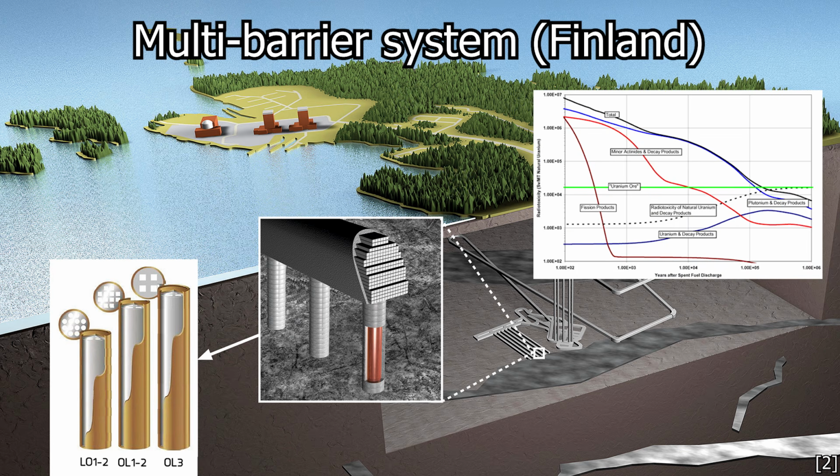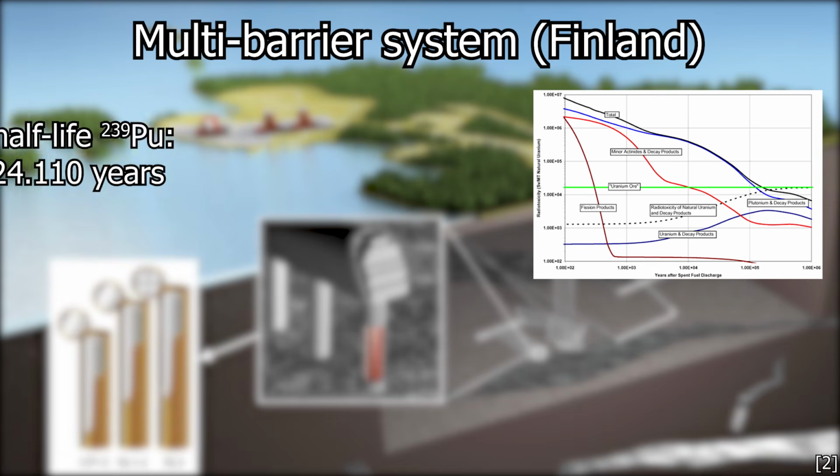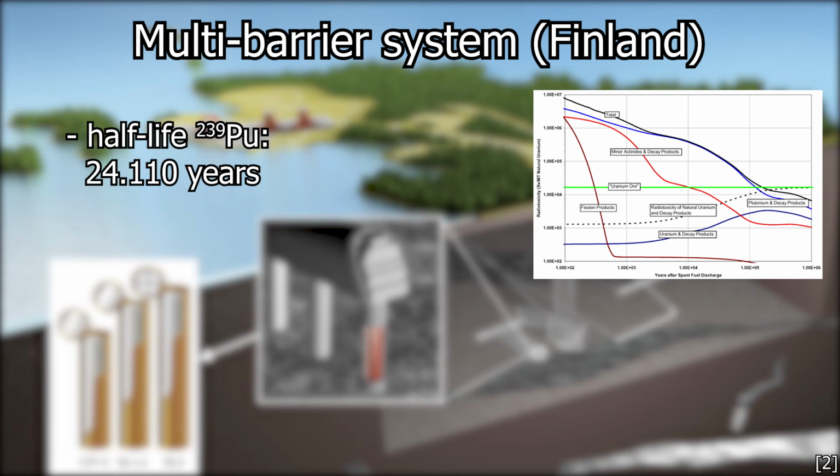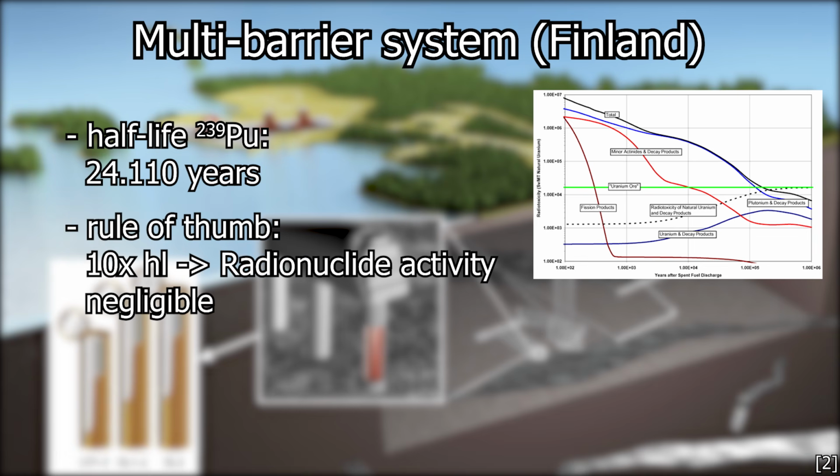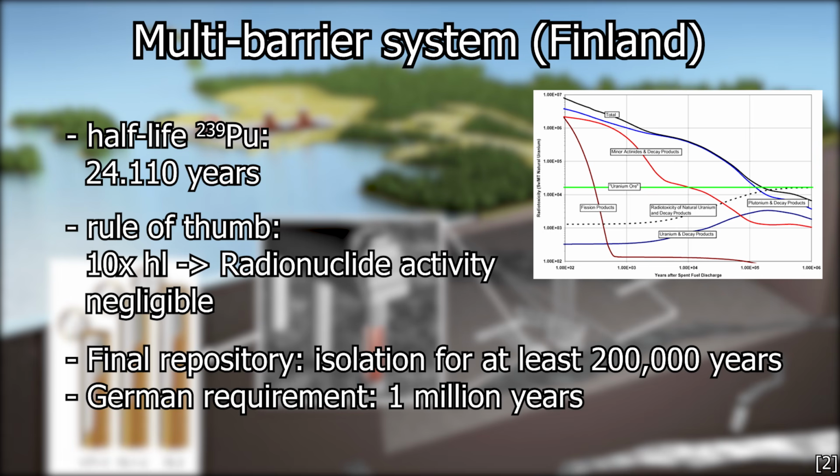The multi-barrier system has the task of isolating this mixture of radionuclides from the environment for at least 200,000 years. 200,000 years is the time that it takes for the activity of the high-level radioactive waste to resemble that of naturally occurring uranium. In the course of this, roughly 10 half-lives of the plutonium-239 have passed, and 10 half-lives is in practical radiation protection the time after which we say that the radionuclide is completely decayed for all practical purposes.